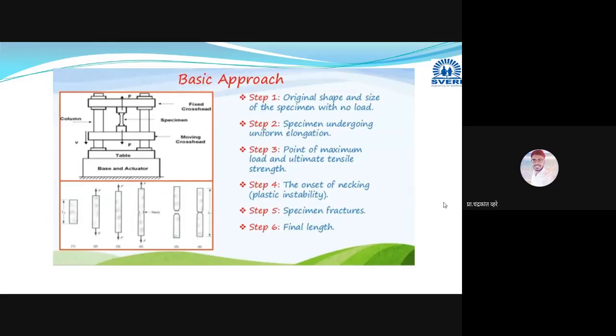Don't take more time, just take 2 minutes. We have to finish the first chapter today, so just take 2-3 minutes and write it down.